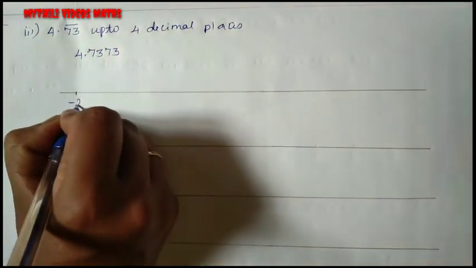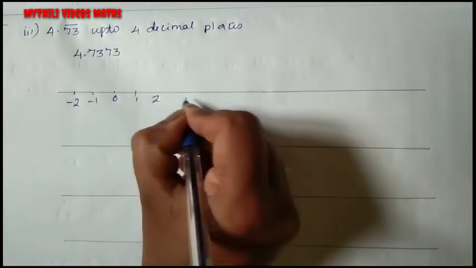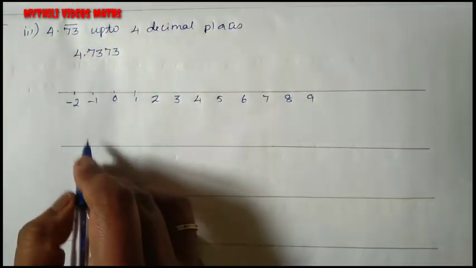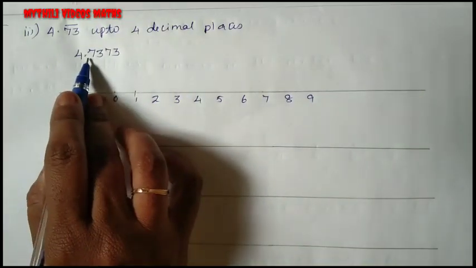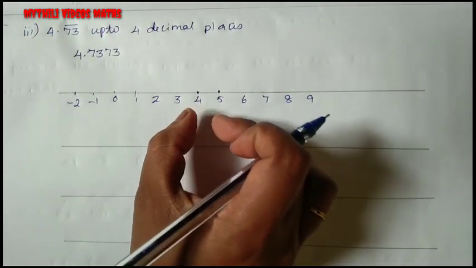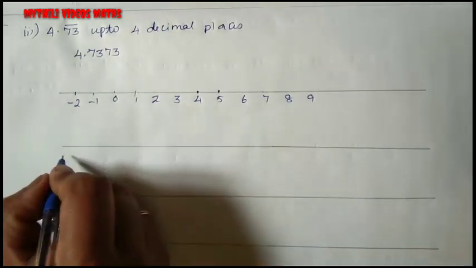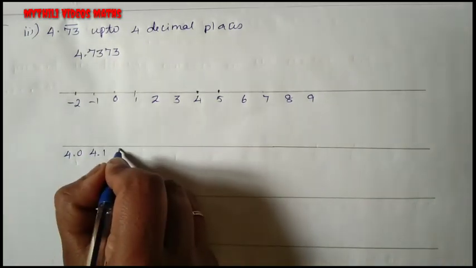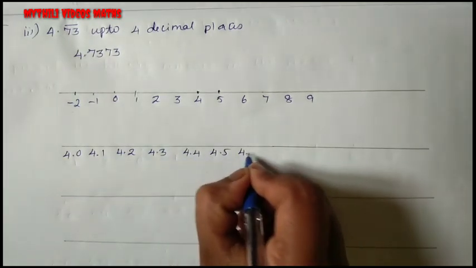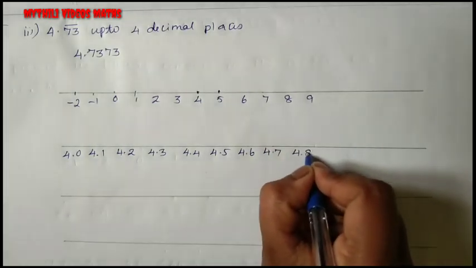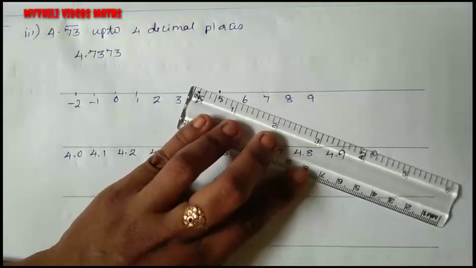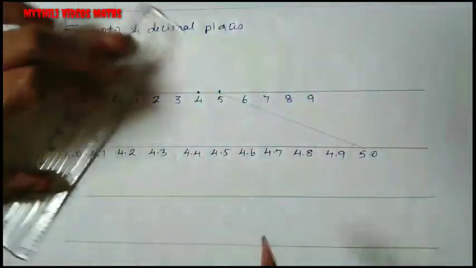Now I am just writing minus 2, minus 1, 0, 1, 2, 3, 4, 5, 6, 7, 8, 9. Okay, same thing here. Just see here, 4 point, so between 4 and 5 we have to take these 2 points and mark them. The numbers between these 2 points we have to write: 4.0, then 4.1, 4.2, 4.3, 4.4, 4.5, 4.6, 4.7, 4.8, 4.9, 5.0. We have to take like this and then just mark. This side 4.